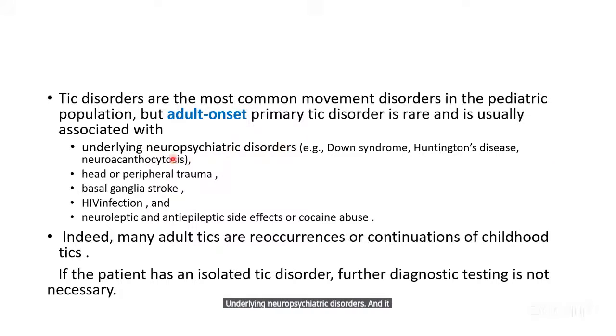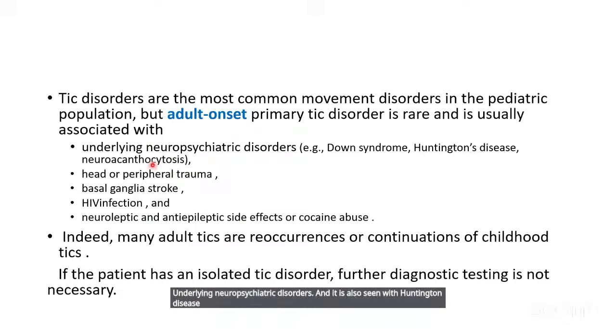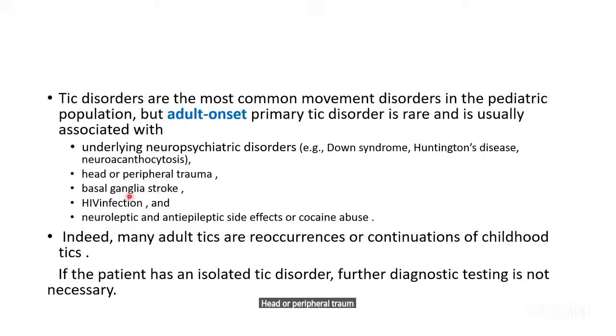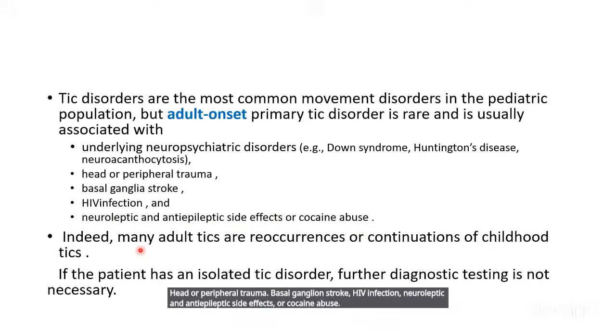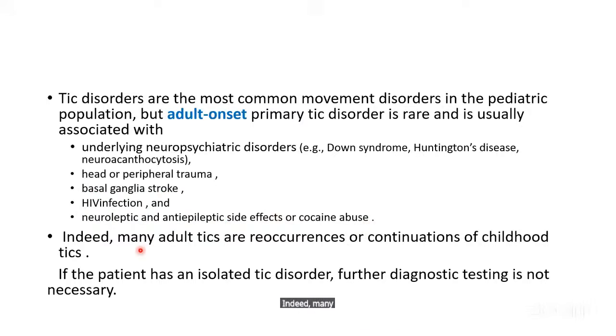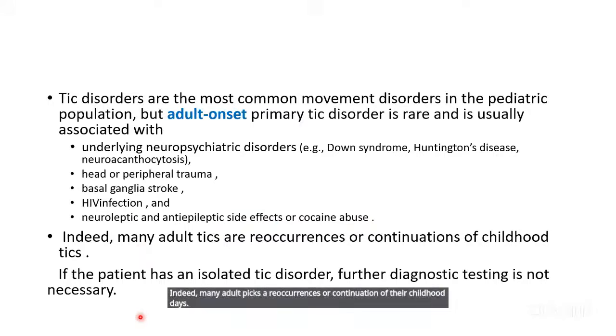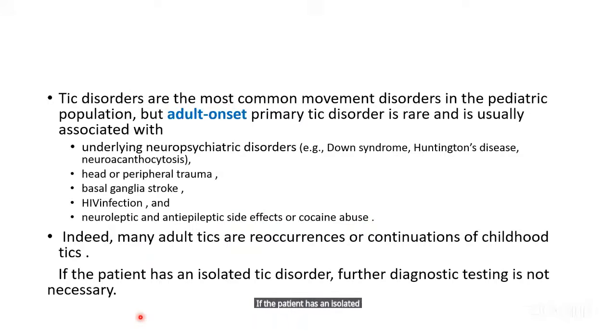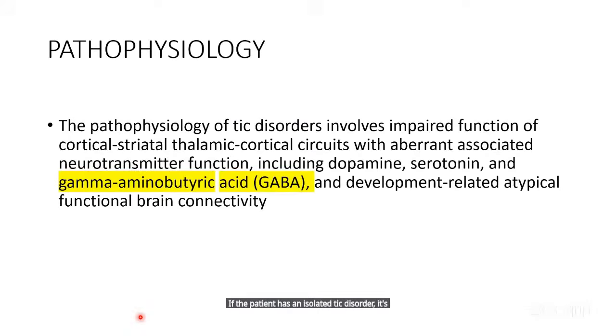it is also seen with Huntington disease and neuroacanthocytosis, along with the chorea and tics and other movement disorders. Head or peripheral trauma, basal ganglion stroke, HIV infection, neuroleptic and anti-epileptic side effects, or cocaine abuse. Indeed, many adult tics are reoccurrences or continuation of the childhood tics. If the patient has an isolated tic disorder, further testing is not necessary.